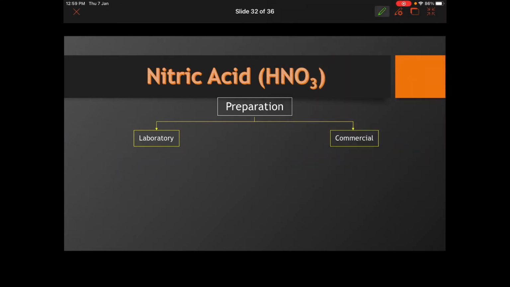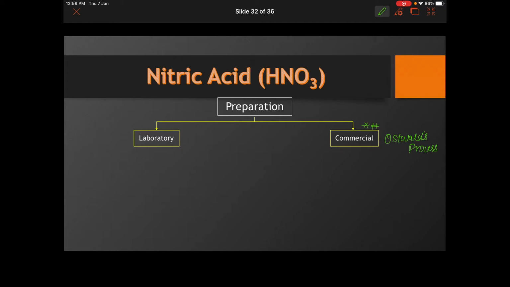Coming on to the commercial preparation. Commercial preparation is again very important. I'll put a star as well as a hashtag, so it's double importance, because there is a name of the commercial process, and that is Ostwald's process. You remember Ostwald's dilution law, which we did in class 11th chemical equilibrium. That same scientist, Ostwald, gave the commercial preparation of nitric acid.